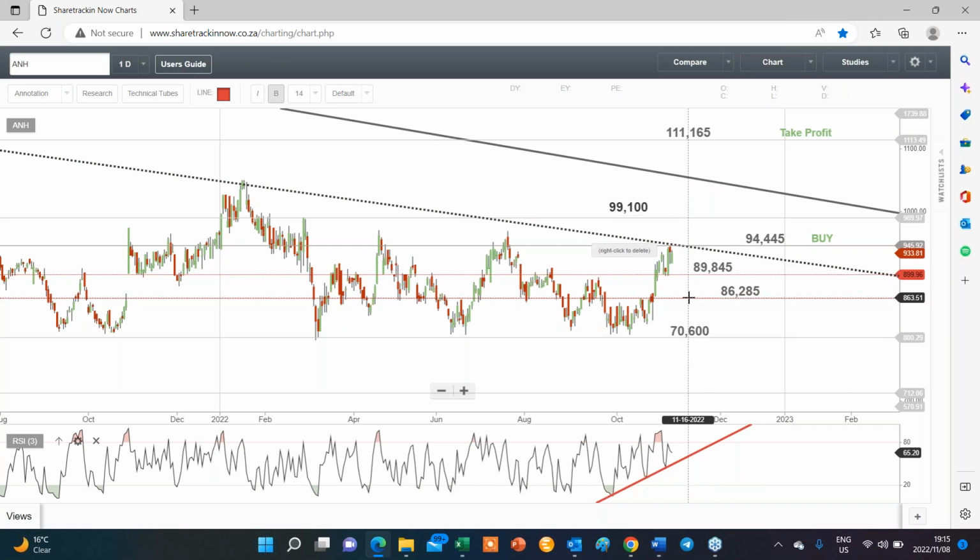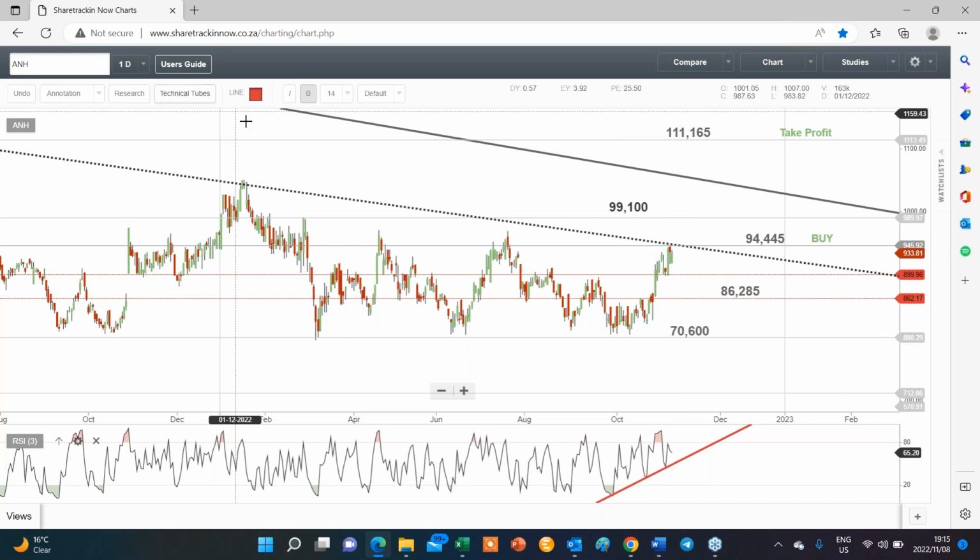All right, let me just make sure I've got it right. Yes, let me just put it in red. So the stop loss would be at 898.05. Okay, so that would be what your stop loss is right there.